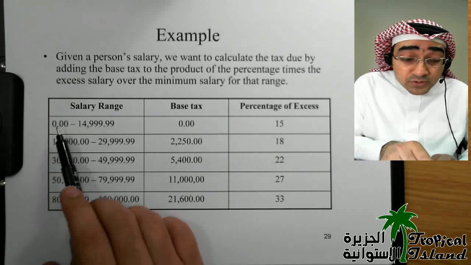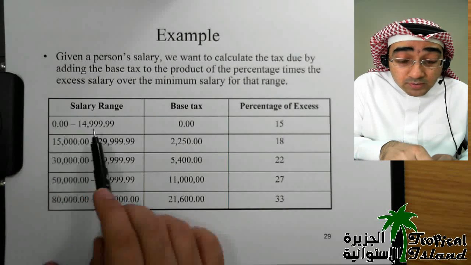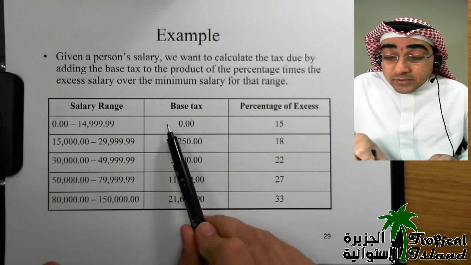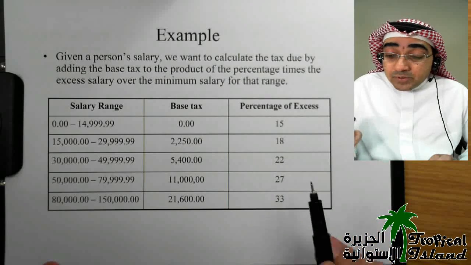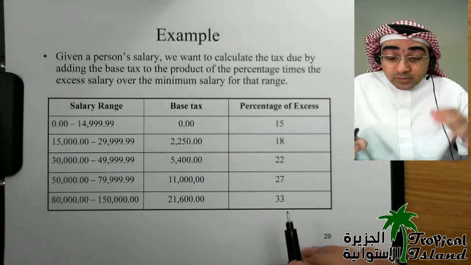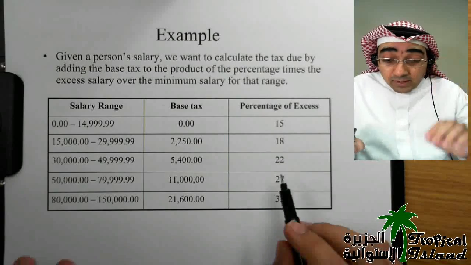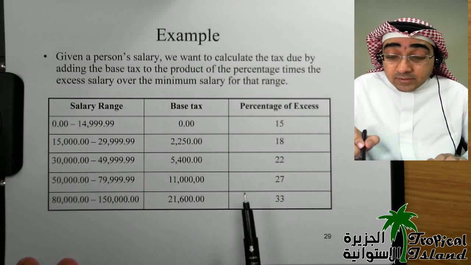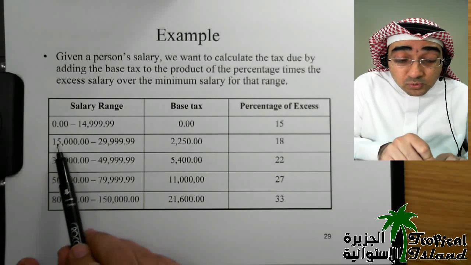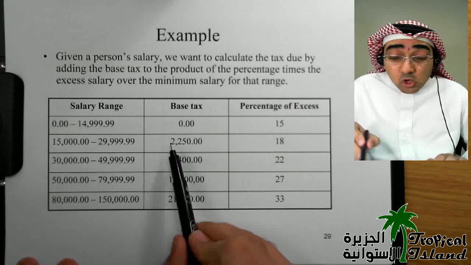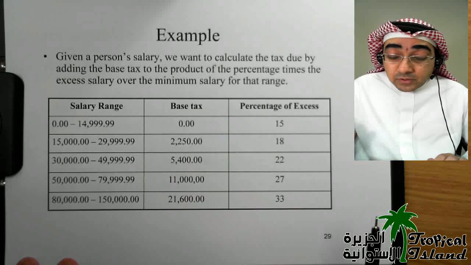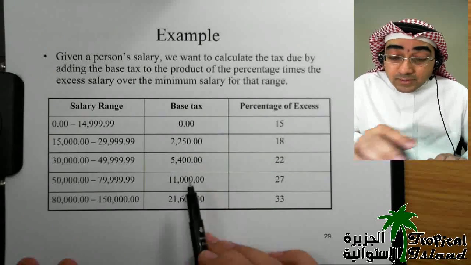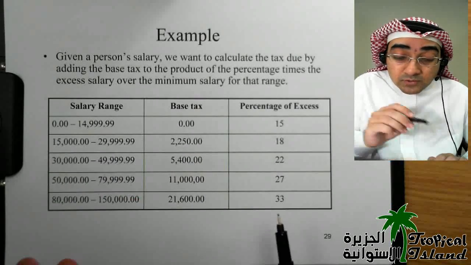Okay, so if your salary was between 0 and 15,000, you basically have a base tax of 0 and you pay 15% of the amount that you earn. Okay, so this is the tax that you're going to be paying. So the tax is calculated as 15% of your earning plus the base tax. If you were paid 15,000 to 29,000, you will pay $2,250, okay, or reals or whatever. You're going to pay 2,250 whatsoever. This is the base tax because you are between 15,000 and 30,000.